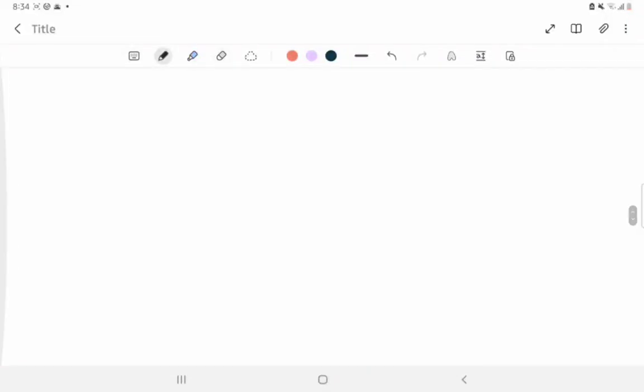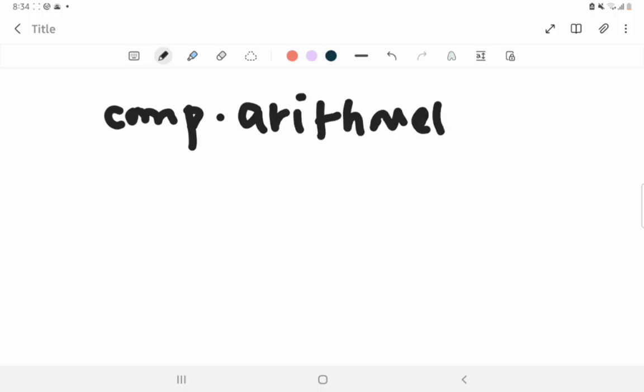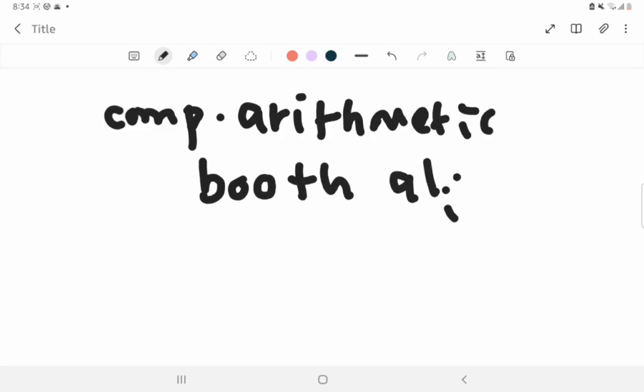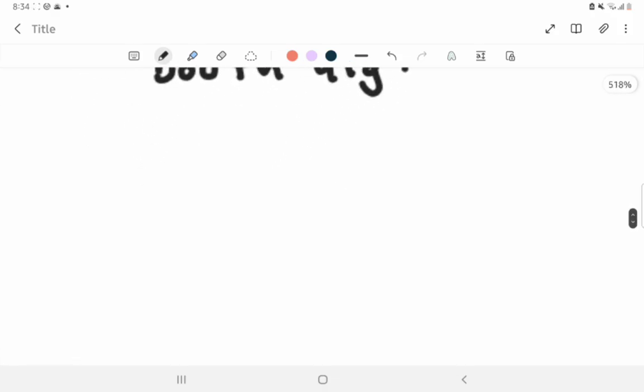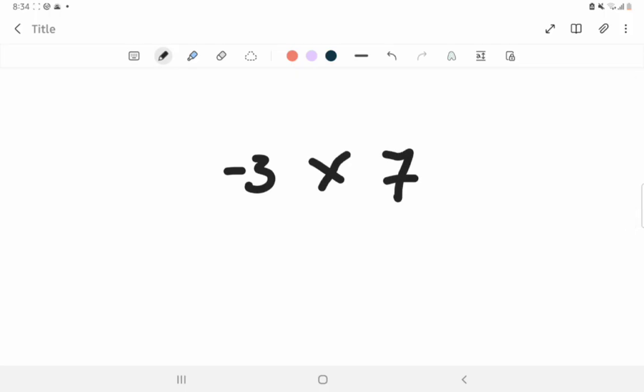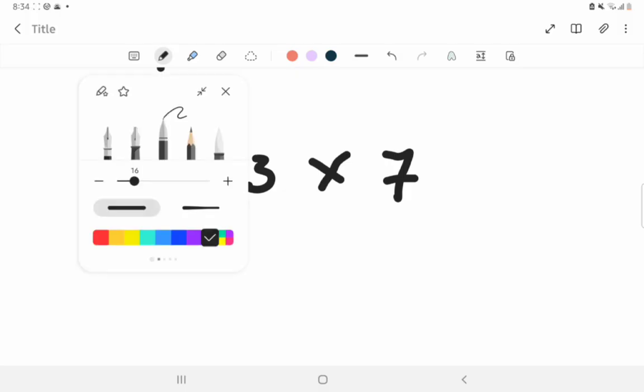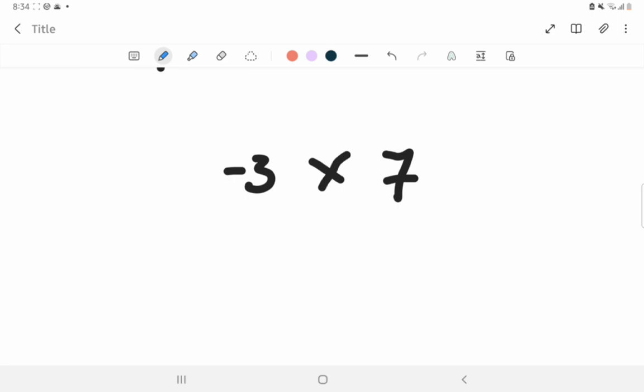I want to teach you about computer arithmetic, which is Booth algorithm. Booth algorithm is simple if you know how to do it. Let's say the question is -3 times 7. Now you have to first change them to binary numbers.